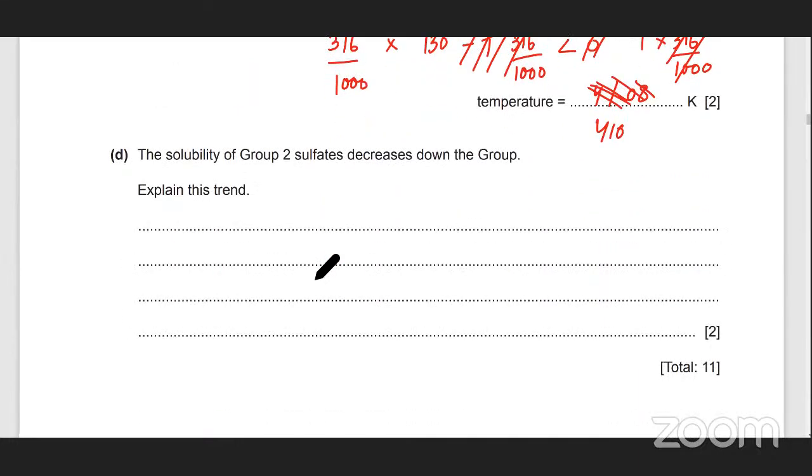Achha, group 2 sulfates down the group. You have to explain the trend. ये हर पेपर में एक question होगा. क्या होगा इसका answer? Anyone? Can anyone tell me? Mariam, any idea?